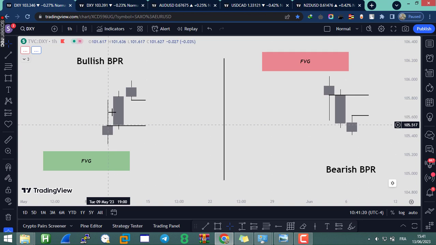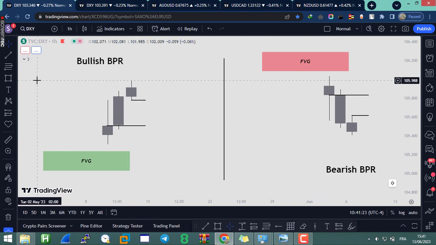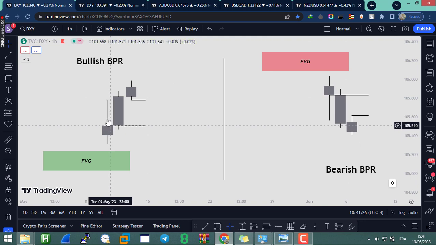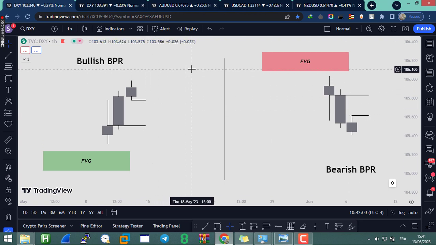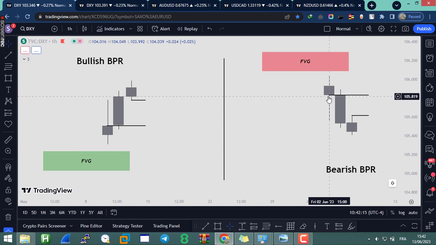So how do you draw this, how do you identify this balanced price range? On the bullish balanced price range, you draw the first line on the upper body of this candle right here, the candle that offered buy side and sell side. On the next candle, you draw the line on the lower wick. So this right here becomes a balanced price range. The price will retrace to this PD array and continue up. Same here: you draw the first line on the lower body of the candle that offered sell side and buy side at the same time.